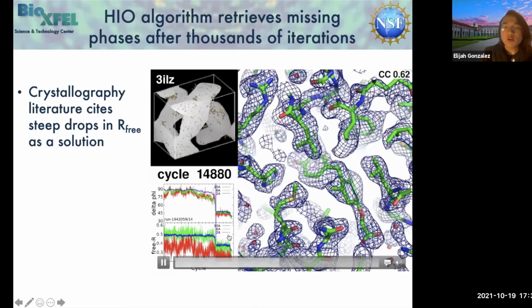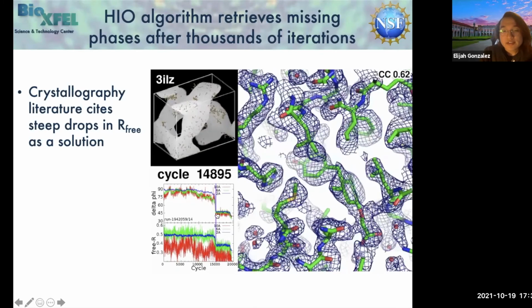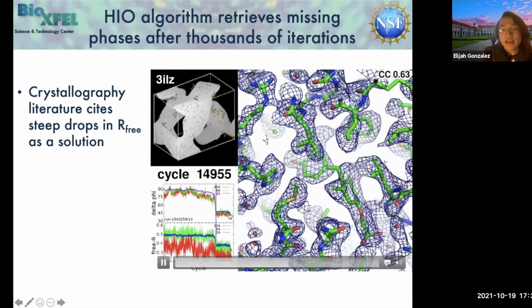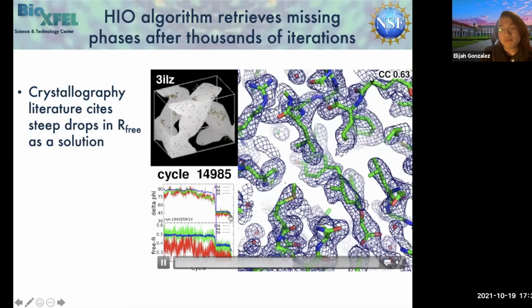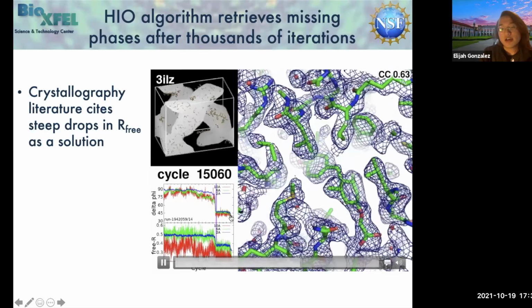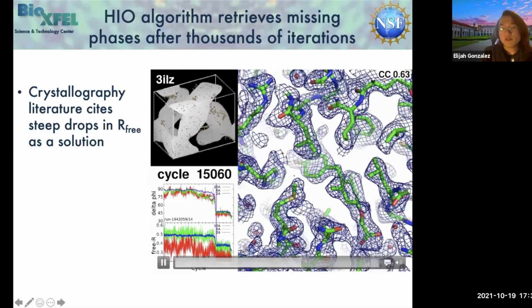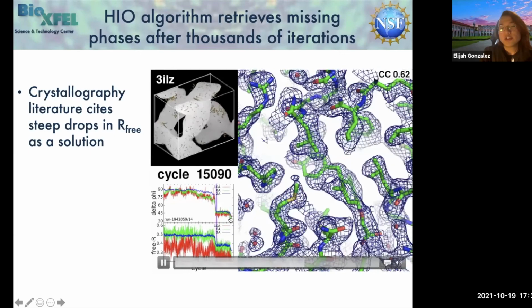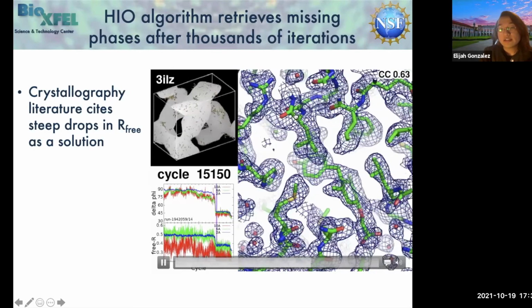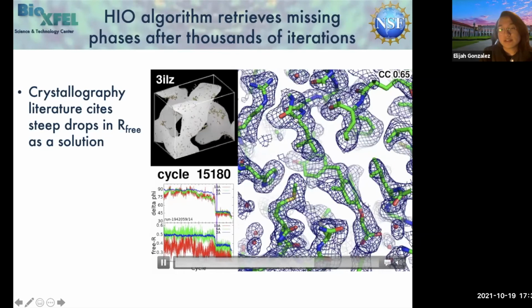And so what we're noticing too is that as it's evolving over time, we also see this drop at the end. And this drop at the end is actually going to be traditional solvent flattening. This traditional solvent flattening is more similar to the error reducing method. We don't cycle back and forth between HIO and error reducing. We just use error reducing at the end. But you'll notice how really good this electron density mesh grid is for the protein.